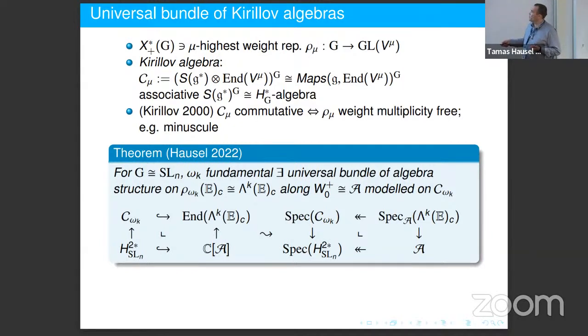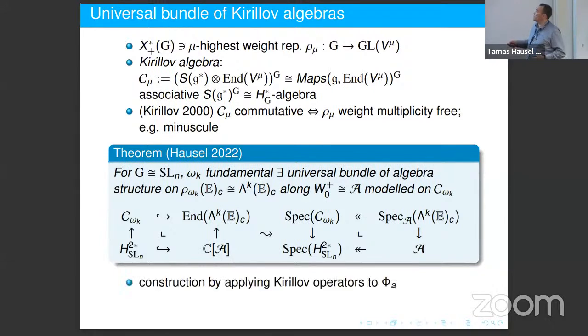So we have the same evaluation map at the point C. And then we have the spectrum of the Kirillov algebra. This, again, in our case, is commutative, so it's a nice scheme. And also is very nice. It's a finite flat scheme as before over the base. And you take the fiber product, and that's going to give us the spectrum of the universal bundle of algebras.